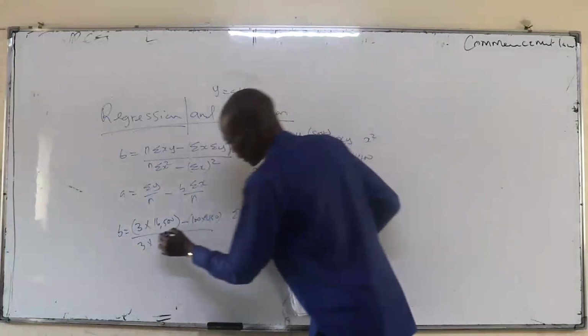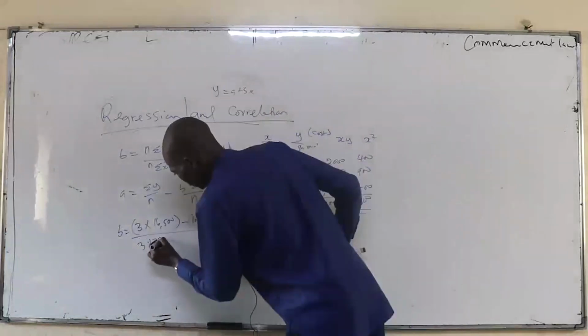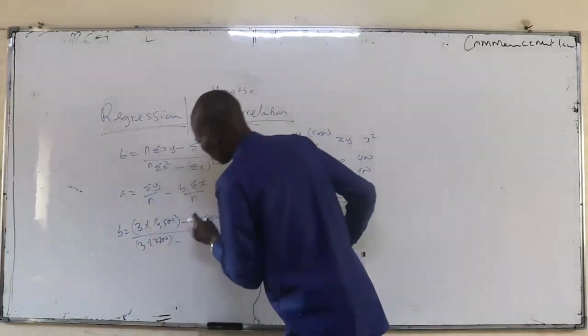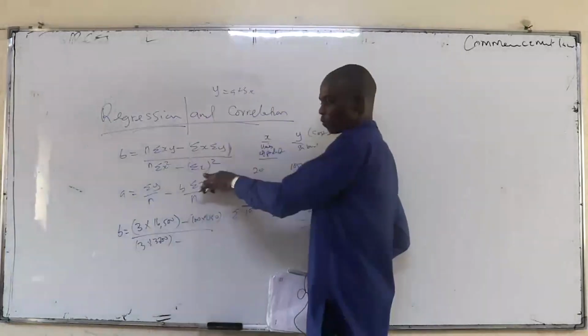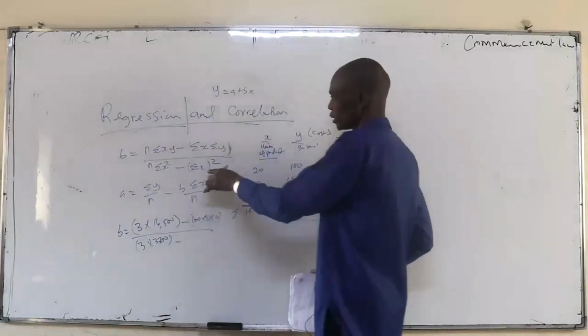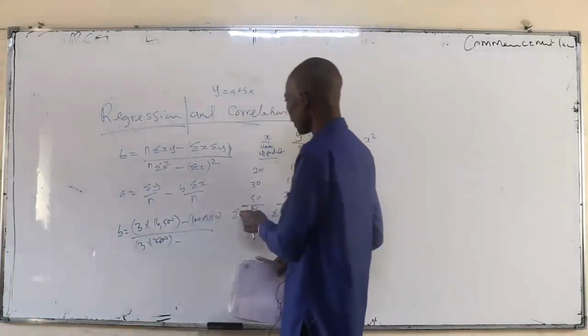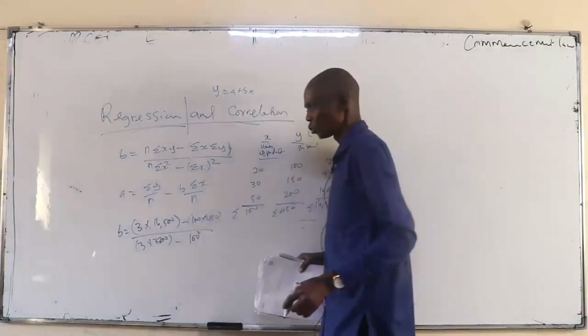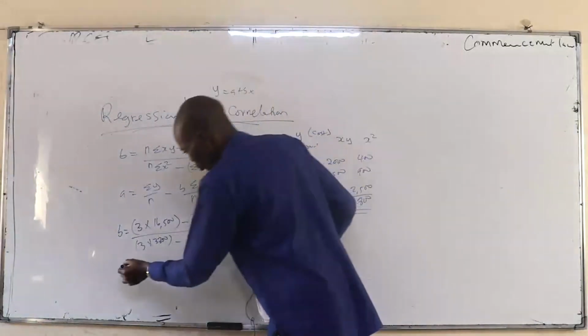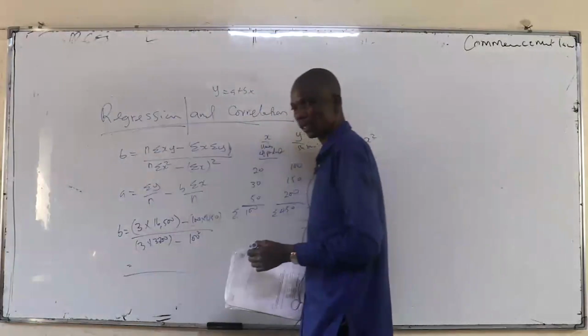So this is 3,800. Then minus the summation of x in brackets. Don't confuse this with x squared. Here you can see the sum of x is in brackets, and therefore what happens is that the sum of x is this 100. So it is this 100 which is squared. So you work out your values, and you are able to obtain what they are.